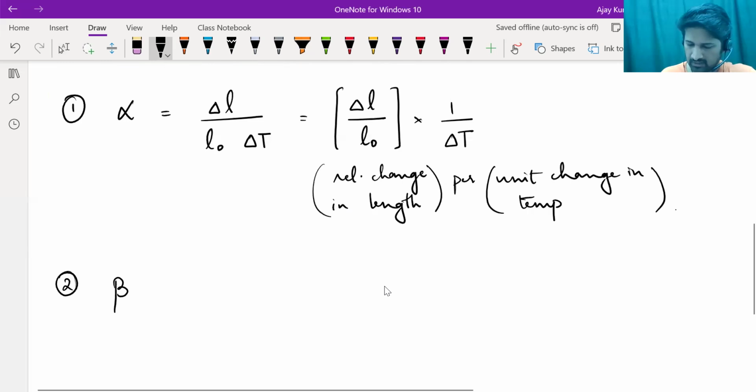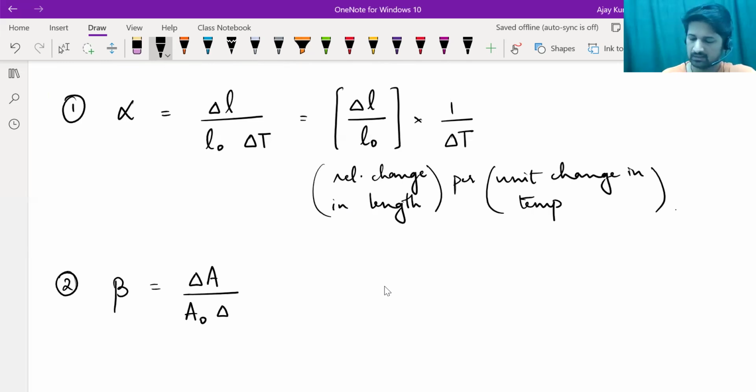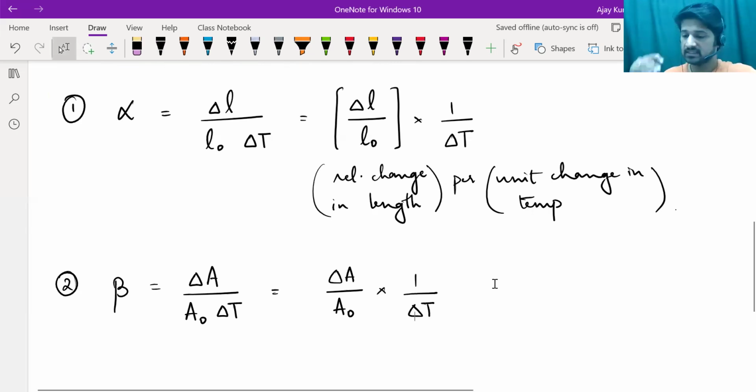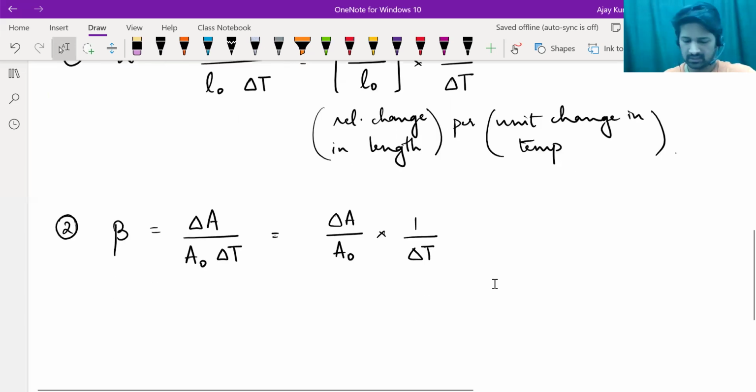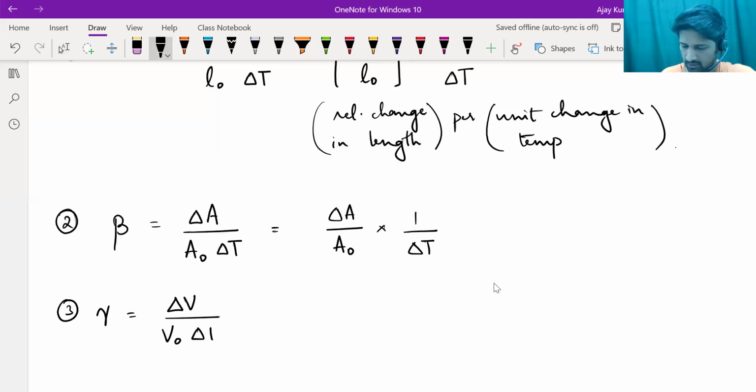Similarly, beta is change in area divided by initial area multiplied with delta T. So, the change in area divided by the initial area, by the temperature change. How do you define beta? Relative change in area per unit change in temperature. Similarly, gamma is change in volume by initial volume, that is relative change in volume per unit change in temperature. So, this is how you define the different coefficients of thermal expansion.